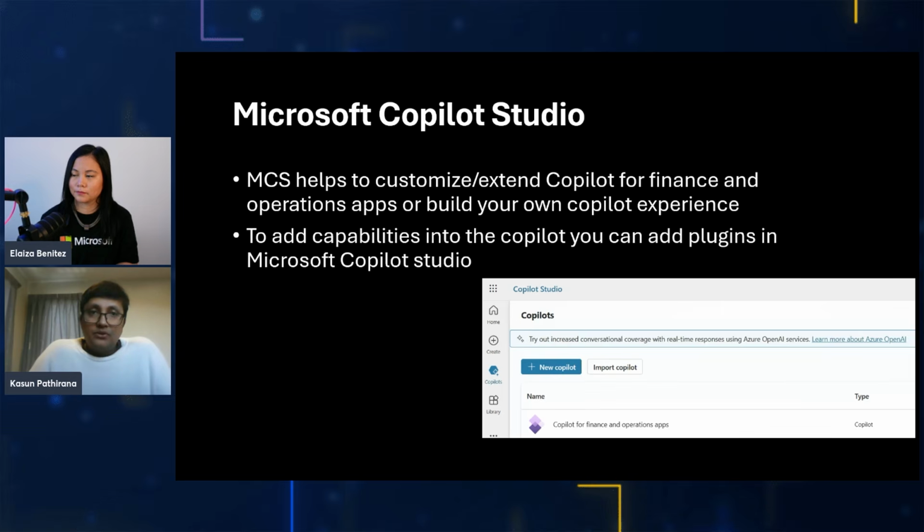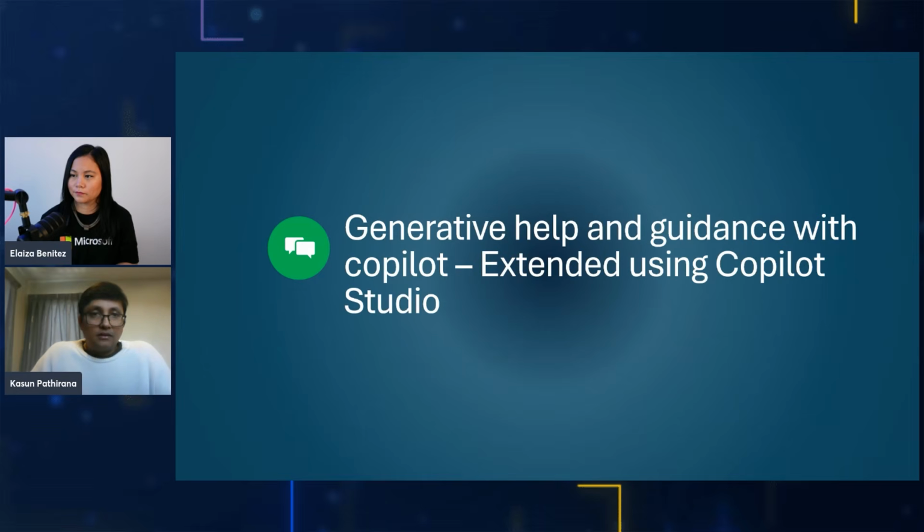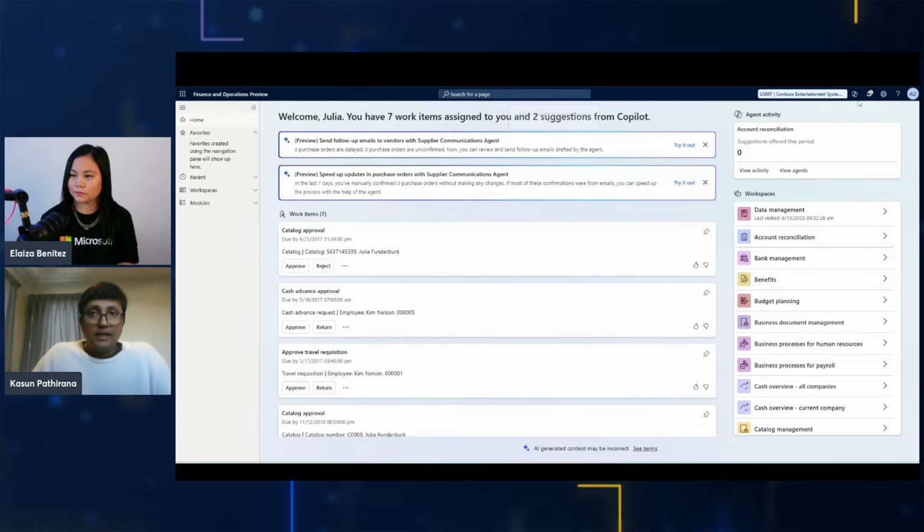So the MCS helps to customize or extend the Copilot for finance and operation apps. As I mentioned earlier, it can also be used to leverage pro-code using X++ as well, but we are more deep diving into the Microsoft Copilot Studio capabilities. So you can also add capabilities into the Copilot. You can add plugins into Microsoft Copilot Studio. So with that, let's look at an example of how we can extend the use of Copilot Studio. Let's quickly look at that.